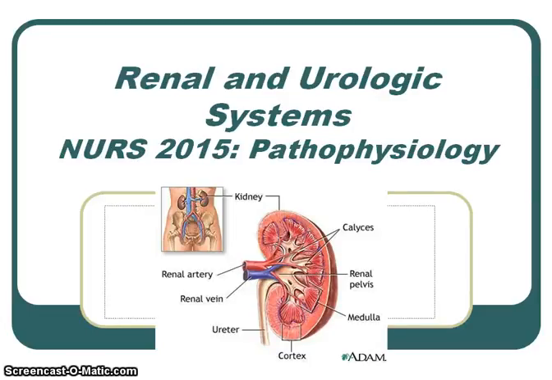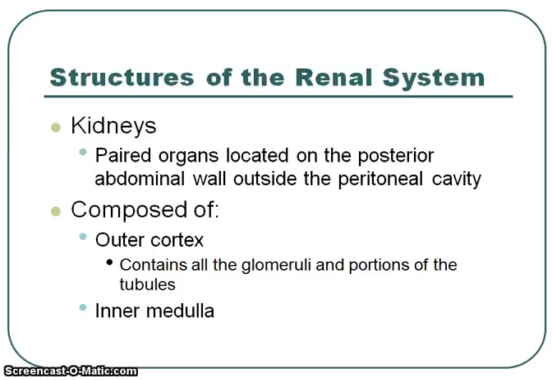Welcome to our discussion about renal and neurologic disorders. So when we're talking about the renal system, our main component would be our kidneys. You have two of them. They're in the posterior abdominal wall area.